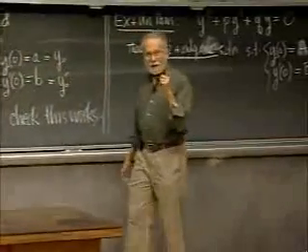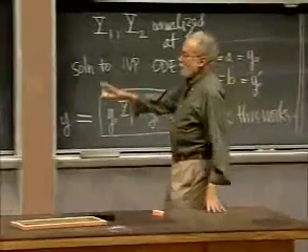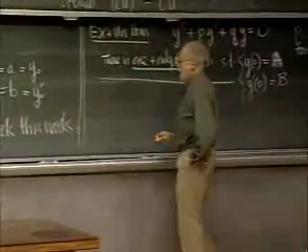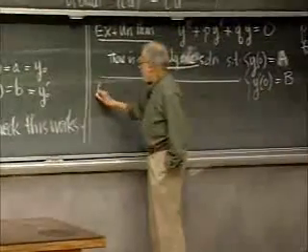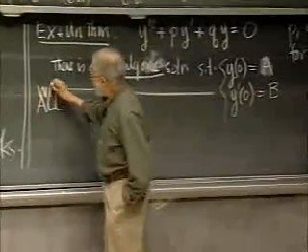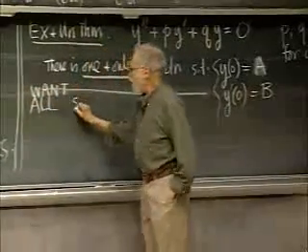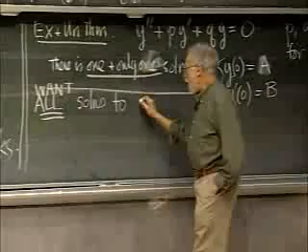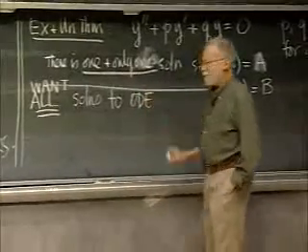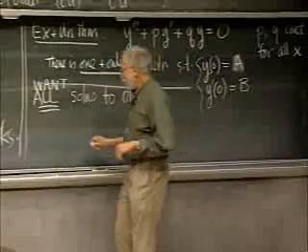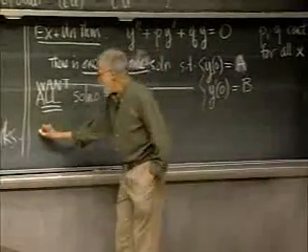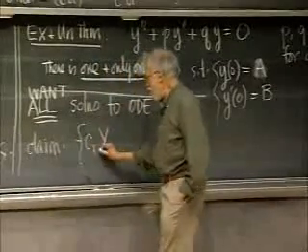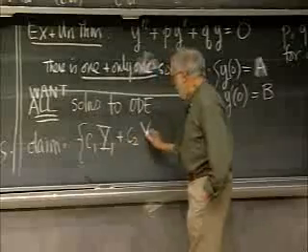Now, this answers our question. This answers our question because, look, what I want is all solutions. What we want are all solutions to the ODE. And now here's what I say. I claim that this collection of functions, C1y1 plus C2y2, are all solutions.